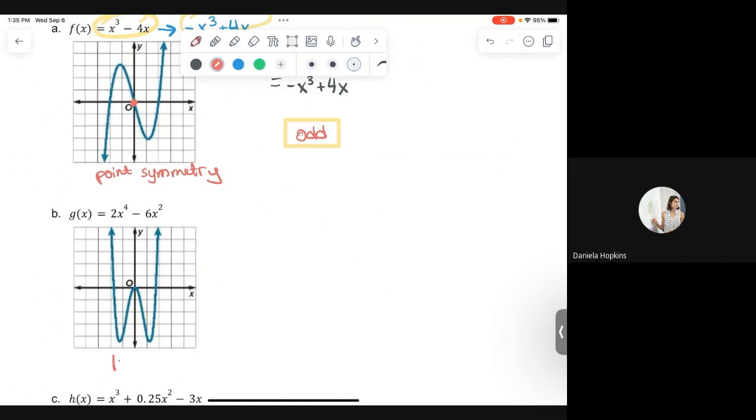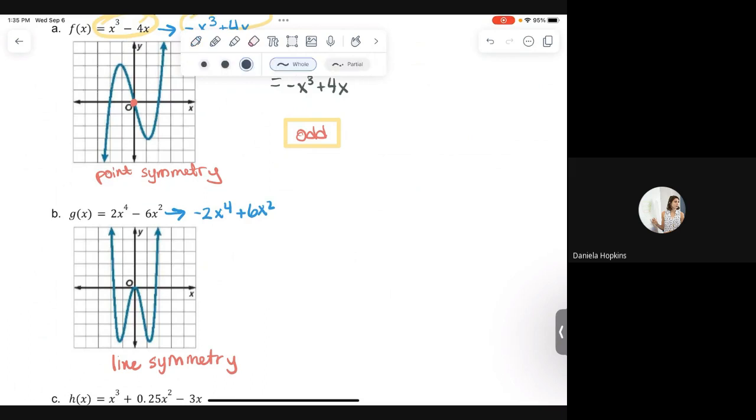Looks like line symmetry. And again, it has to be on that y-axis. So my first step always is that I'm just going to look at if I just change the sign. So instead of a positive 2x to the fourth, I'm going to make it negative 2x to the fourth. Instead of a minus 6x squared, I'll make it plus 6x squared. So I just changed my signs there.